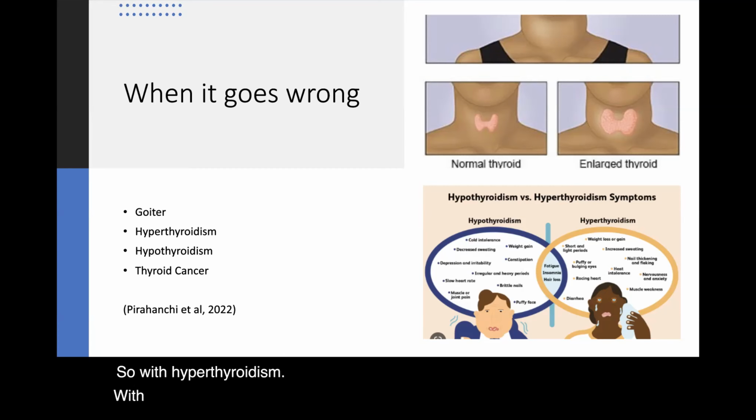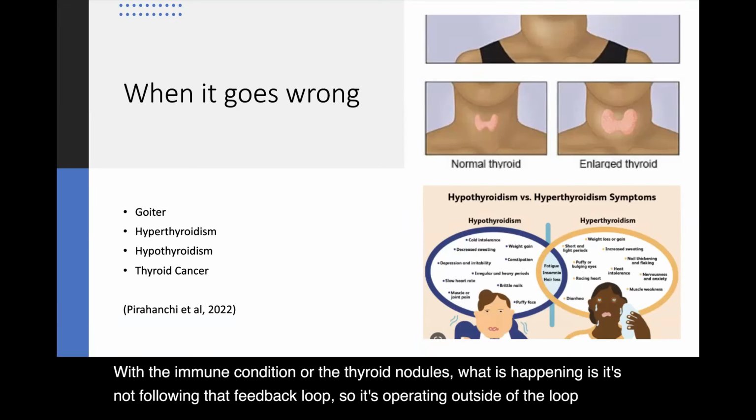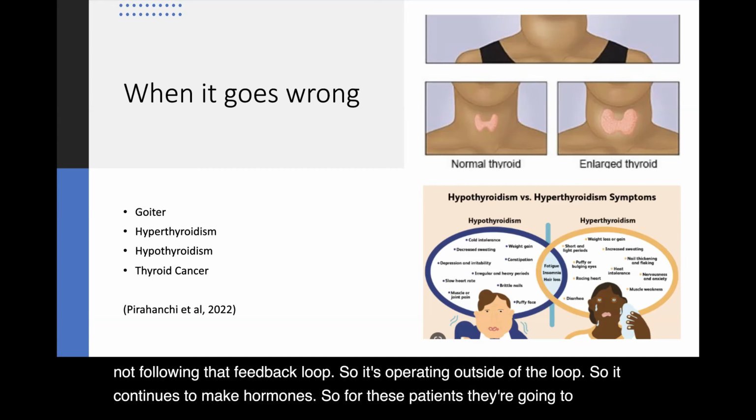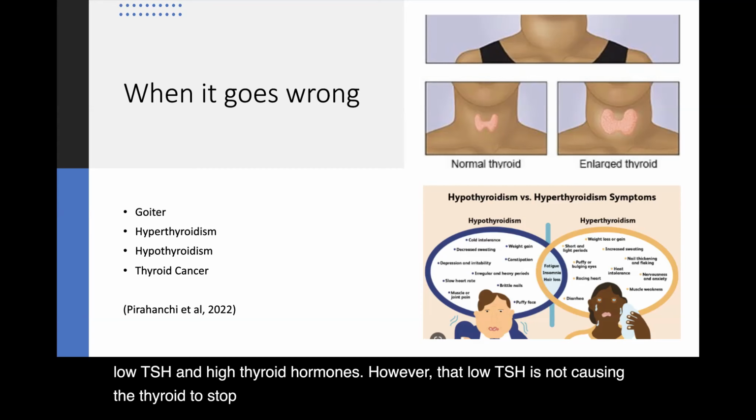So with hyperthyroidism, with the immune condition or the thyroid nodules, what is happening is it's not following that feedback loop. So it's operating outside of the loop, so it continues to make hormones. For these patients, they're going to have a low TSH and high thyroid hormones. However, that low TSH is not causing the thyroid to stop creating hormones. It just continually creates hormones.